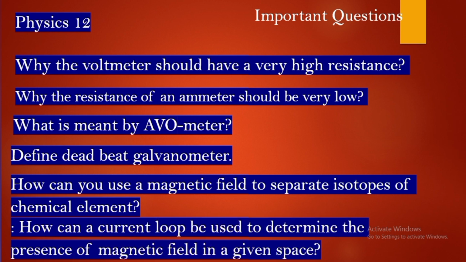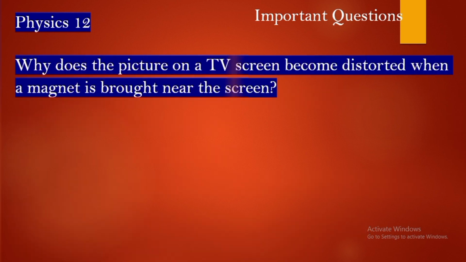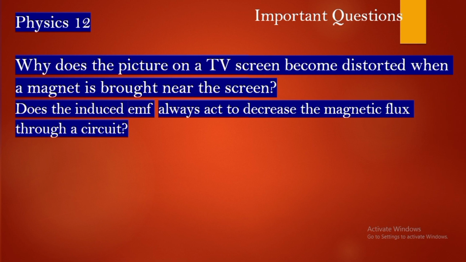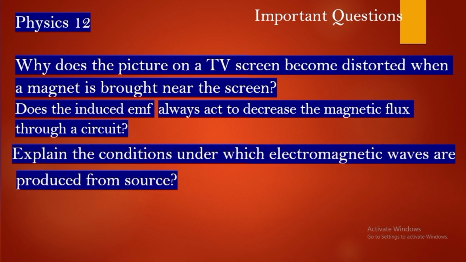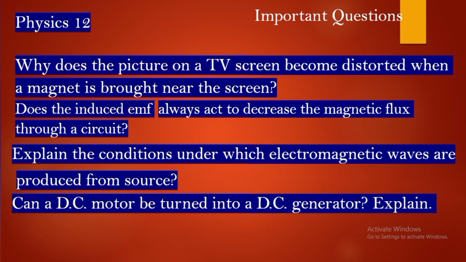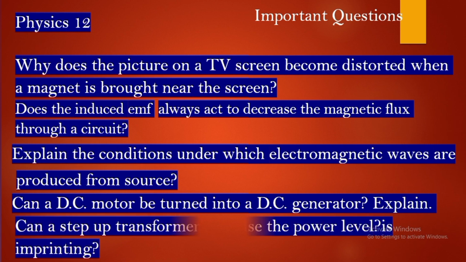How can a current loop be used to determine the presence of a magnetic field in a given space? Why does the picture on a TV screen become distorted when a magnet is brought near the screen? Does an induced EMF always act to decrease the magnetic flux through a circuit? Explain the condition under which electromagnetic waves are produced from a source. Can a DC motor be turned into a DC generator? Explain. Can a step-up transformer increase the power level?